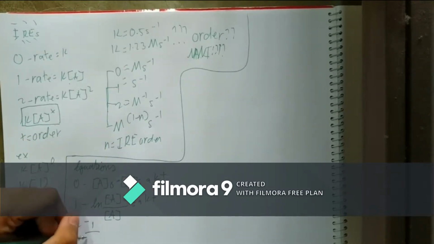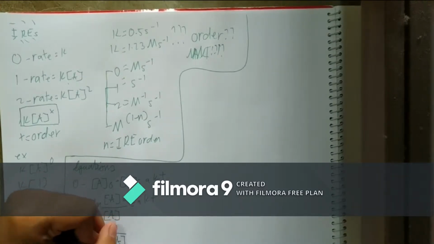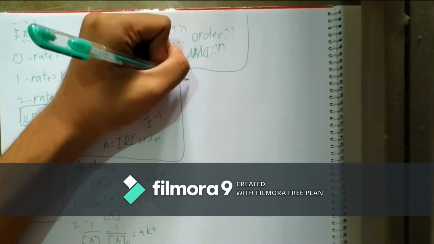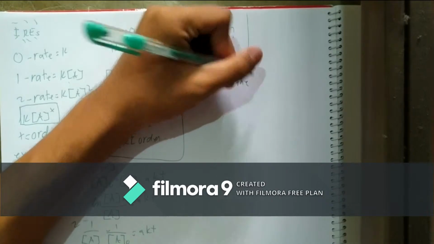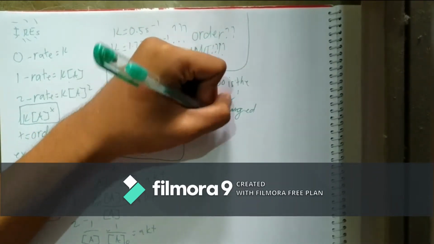The second order has an equation of 1 over concentration of A minus 1 over concentration of A naught equals akt. Take note that concentration of A naught is the original or initial value because the concentration of A is changed.